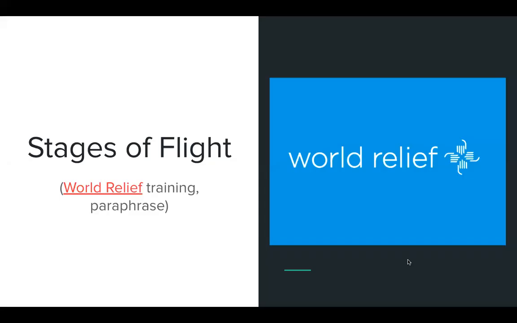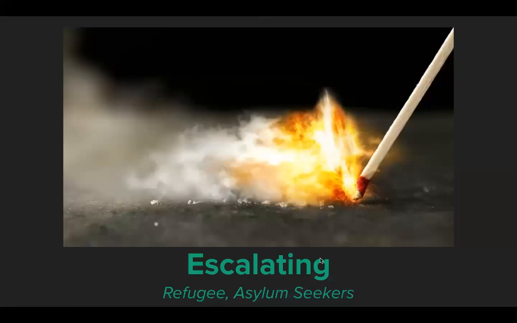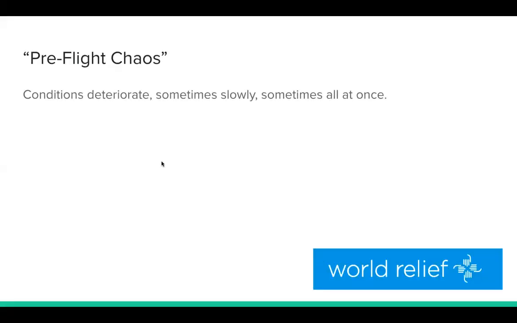All right. So we're going to be talking about the stages of flight for refugees and/or asylees. This is paraphrased almost directly from some World Relief training that's available for free online, that I would highly recommend. Typically the first stage is an escalating situation, and what they call this is pre-flight chaos. In the home country, conditions begin to deteriorate quickly.